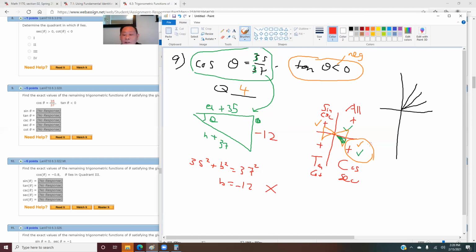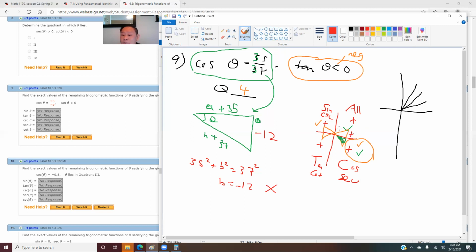How? Because in quadrant 4, your y value is always negative. Oh, so the 37 will be negative? No. Everything with 35 and 37 is positive. Okay, but the final answer would come out negative just because it's in quadrant 4? Only for the y.